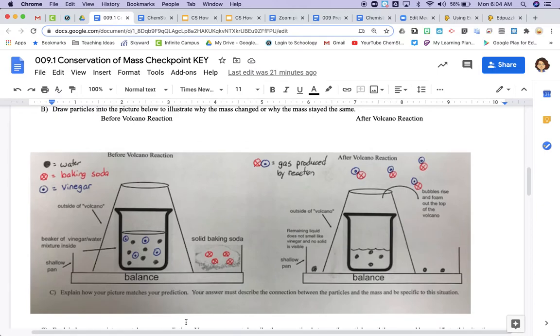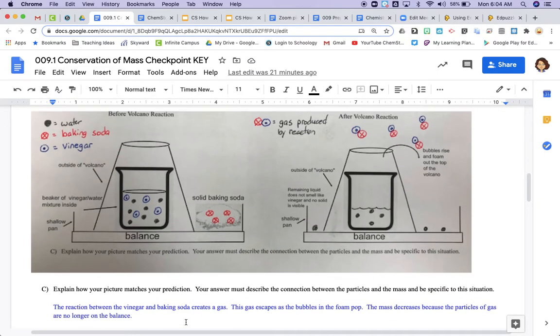There are many possible ways to represent this particular reaction. I've chosen an extremely simple model. You may have come up with something a little bit more complex. I came up with a model that used 3 different types of particles: water, baking soda, and vinegar.